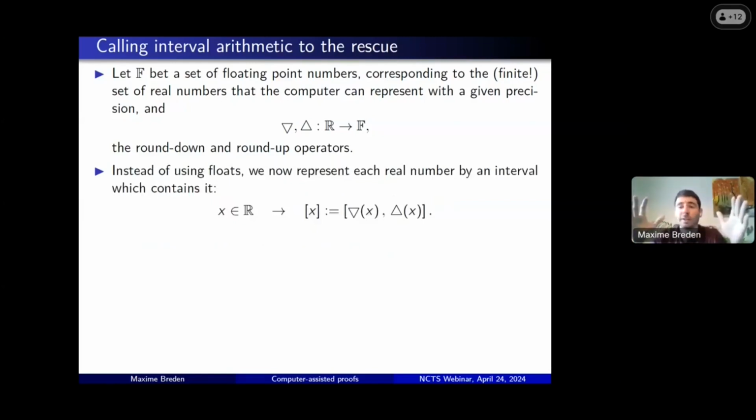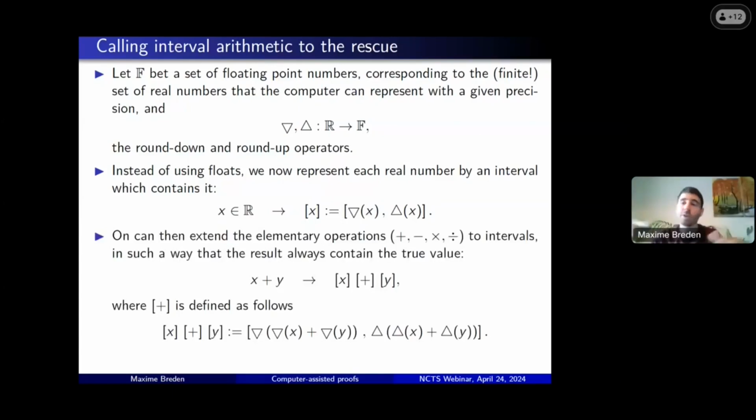What interval arithmetic says is that instead of replacing a real number by a floating point number, which is indeed at first very close, but whether it's larger or smaller than the real number, you don't know, and then when you do operations, you don't keep track of everything, you instead represent a real number by an interval which contains the real number. The crucial property is that the number you care about is inside this interval. Then you have to extend all the basic arithmetic operations in such a way that when you add, divide or multiply, you still keep the correct value inside.